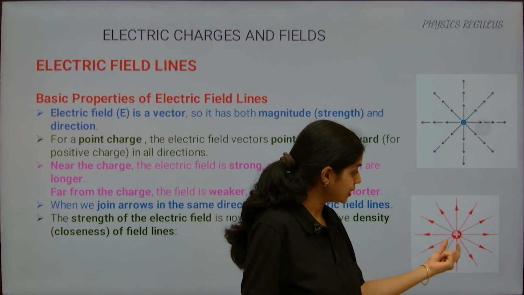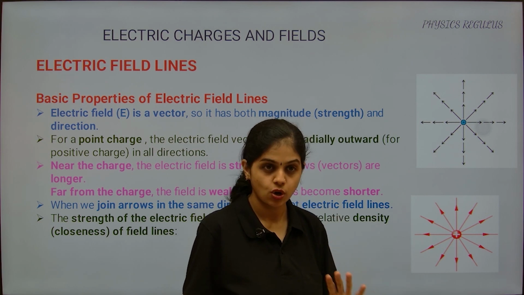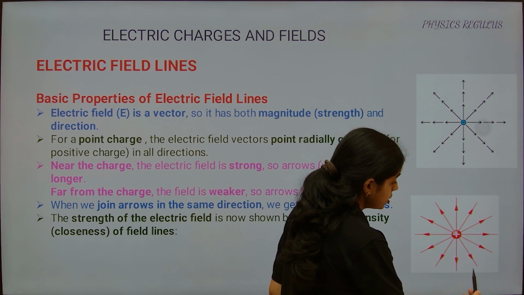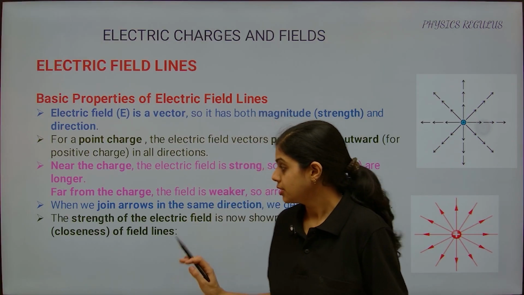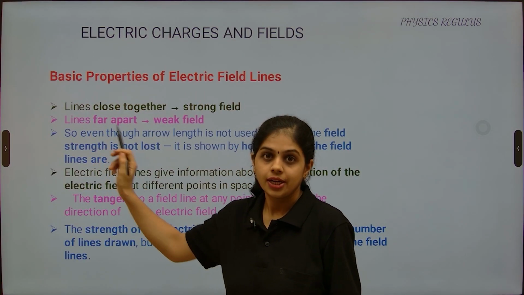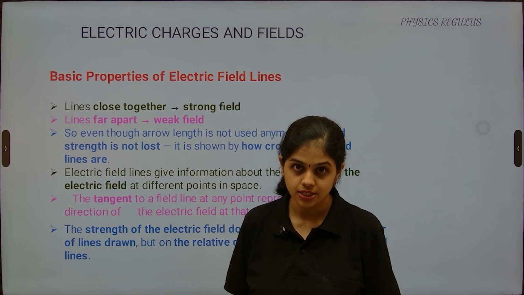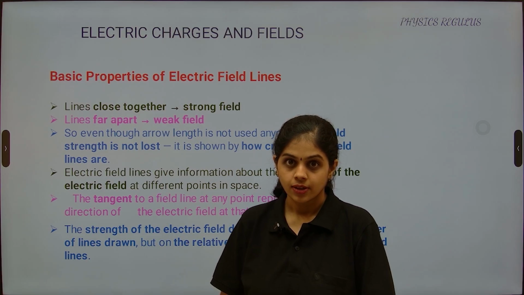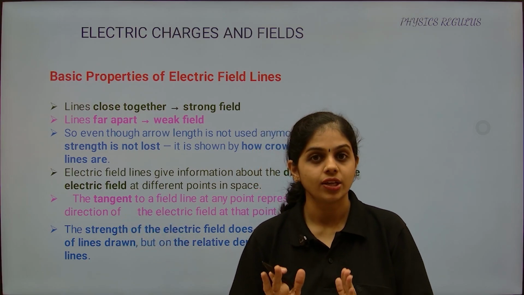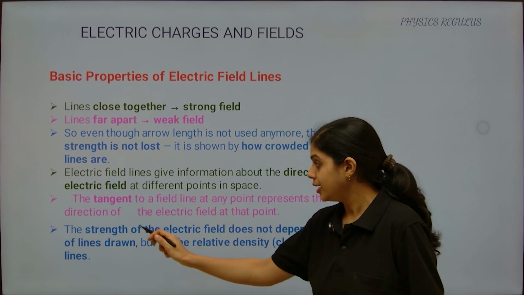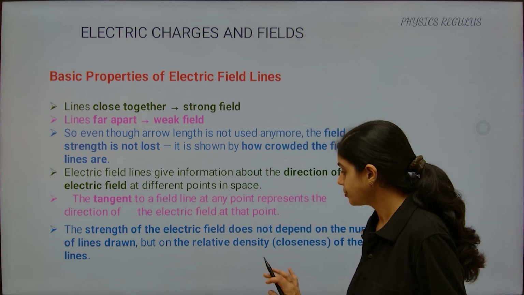For example, near the charge lines are close together. This shows electric field is strong. At larger distance, lines are far apart. This shows electric field is weak. Hence, if lines are close together, it shows electric field is strong. If lines are far apart, it shows electric field is weak. The tangent drawn at any point will represent direction of electric field at that point, and relative closeness of field lines will represent strength of electric field.